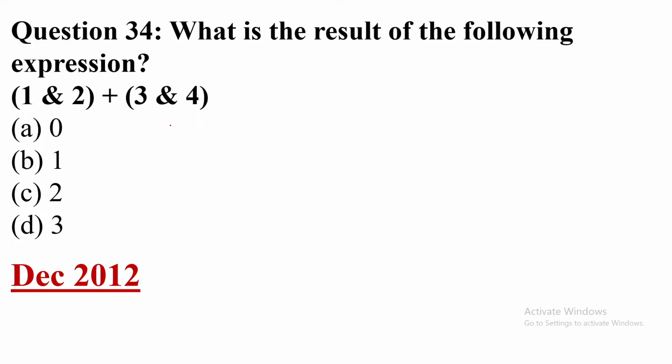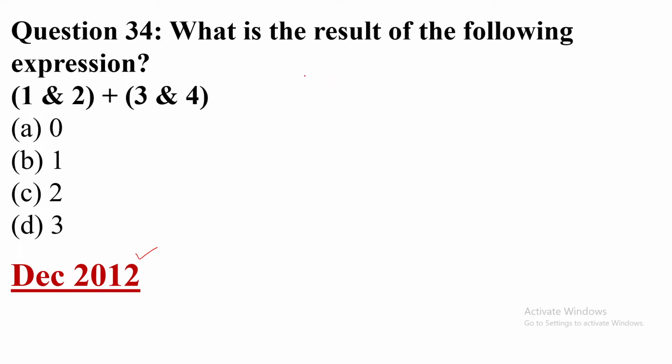Hi everyone. In this video, I'm going to share with you UGC NET exam CSPYQ. This question was asked in December 2012. This is question number 34. What is the result of the following expression? 1 and 2 plus 3 and 4.